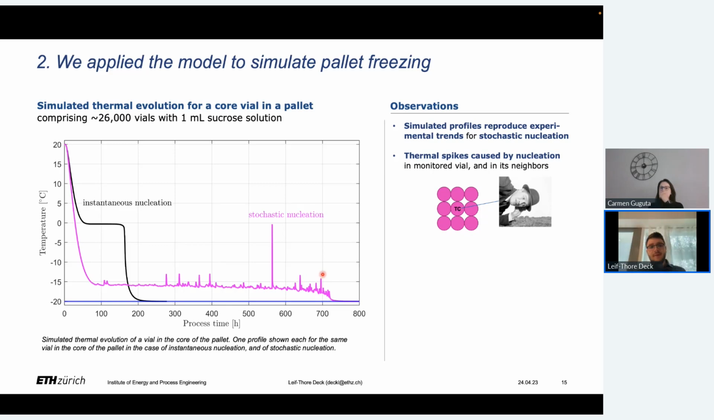And this really shows us that nucleation has an effect that goes beyond the individual vial. But as soon as we nucleate, we release latent heat, which affects the neighborhood. And this has a big impact on the entire process performance, leading to all these spikes.